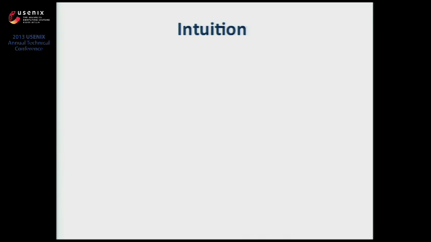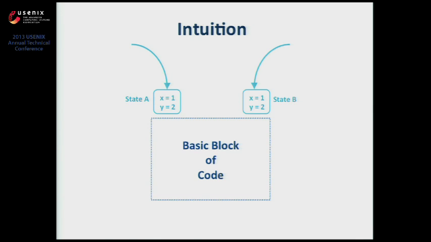So to give you some intuition for how this works, consider these two states. They have the same set of constraints. As you can see, x equals 1, y equals 2 in state A, and x equals 1, y equals 2 in state B. These arrows coming into the state just illustrate that these are coming in from two different paths, and they're coming into the same basic block of code. That's an important point here, because we can't compare states unless we're at exactly the same line of code.